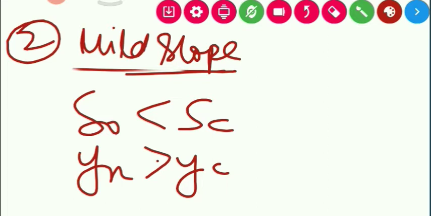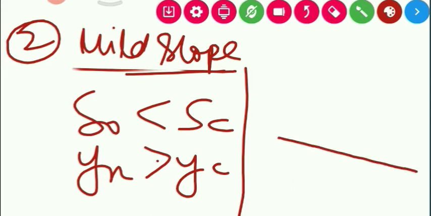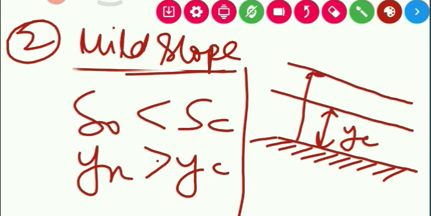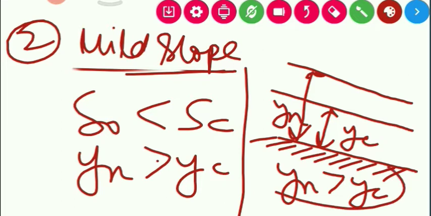If we represent this with the help of a diagram, if this is the mild bottom slope, and this is the critical depth of the water surface, then the normal depth of the water surface will be lying here, so that the normal depth of the flow is greater than the critical depth of the flow. So this was about the mild slope.